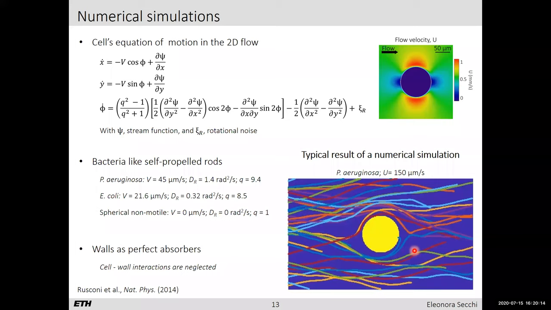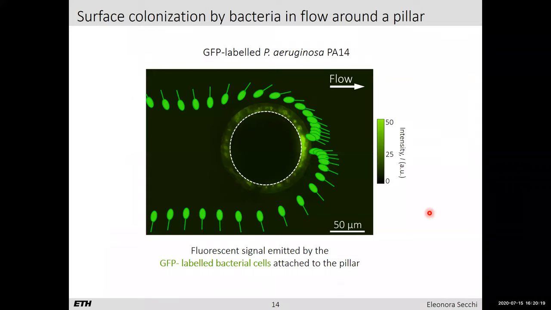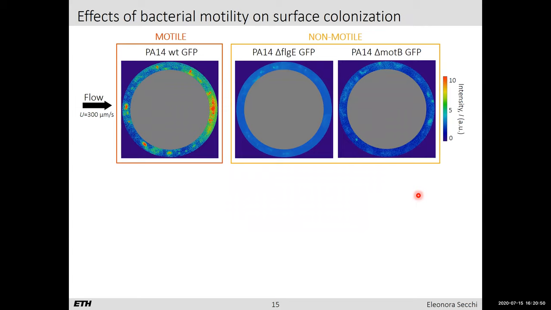So now, since experimentally we would like to measure the colonization, following each bacterium would be quite time consuming and would not tell us which bacteria will then stay on the surface. So we decided to use GFP-labeled fluorescent bacteria and then look at the fluorescent signal that is accumulated on the pillar due to the fact that bacteria attach there. And these are a few results.